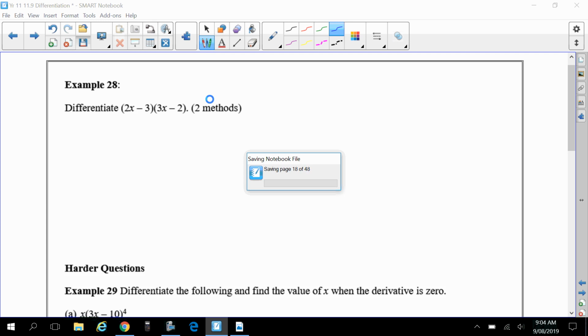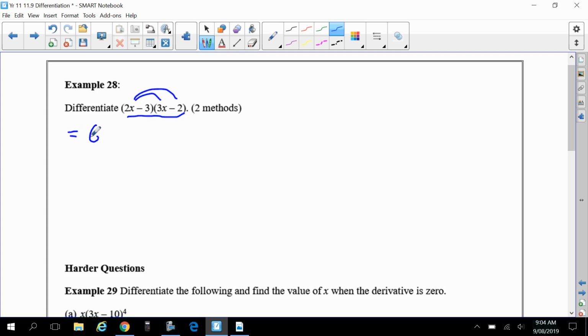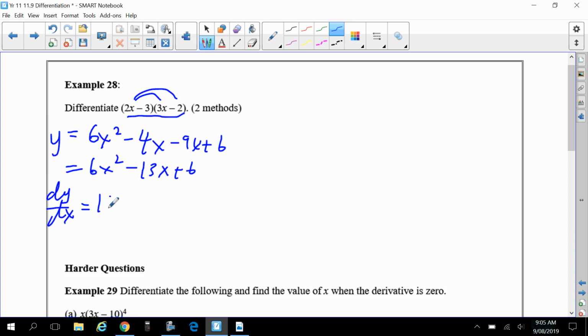Okay, let's use it. Two methods. Obviously, we're going to expand this. Yes, you have the right to do so because it doesn't say which method. So you can go 6x squared minus 4x minus 9x plus 6, collect the terms. That's your y. And then do dy over dx: 12x minus 13. Pretty easy. Method 1.